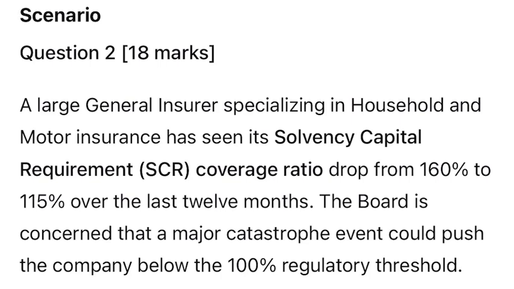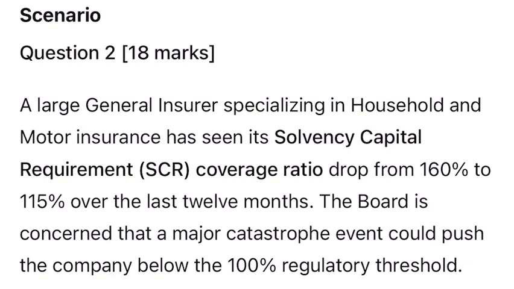Scenario. Question 2, 18 marks. A large general insurer specializing in household and motor insurance has seen its solvency capital requirement, SCR, coverage ratio drop from 160% to 115% over the last 12 months. The board is concerned that a major catastrophe event could push the company below the 100% regulatory threshold.